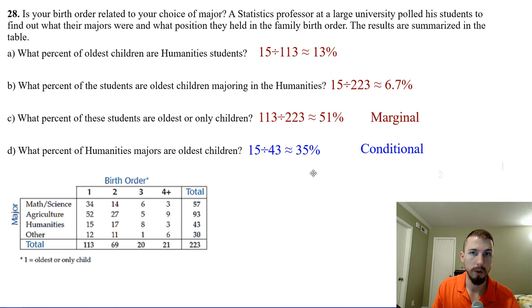If we want to look for independence or evidence of association, we compare a marginal distribution, like the 51% who are born first, to the conditional distribution, which is, of the humanities majors, what percent of those are firstborn, which is 35%. So anyway, kind of interesting there.